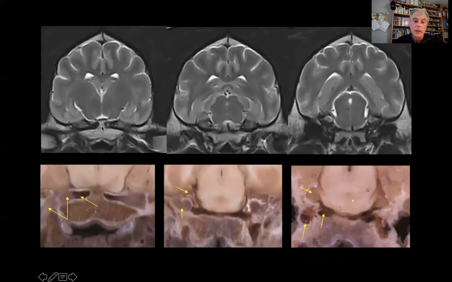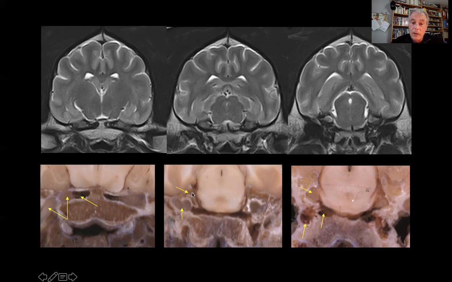As we progress caudally, when we identify the dorsum sellae, now we are at the oval foramen. Here we have the oval foramen, where the mandibular nerve is leaving the cranial cavity. This is a trigeminal nerve. And then we have here the caudal extension of the cavernous sinus that is going to become the ventral petrosal sinus.